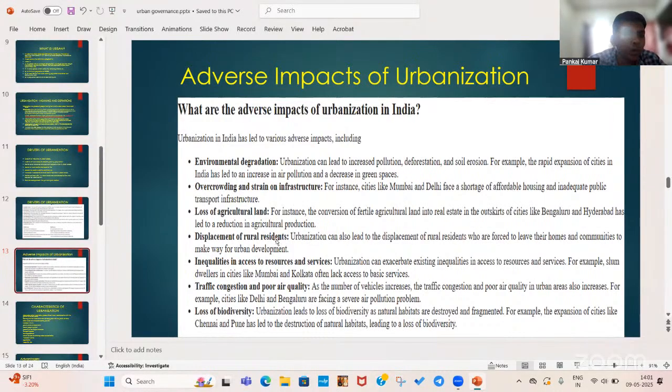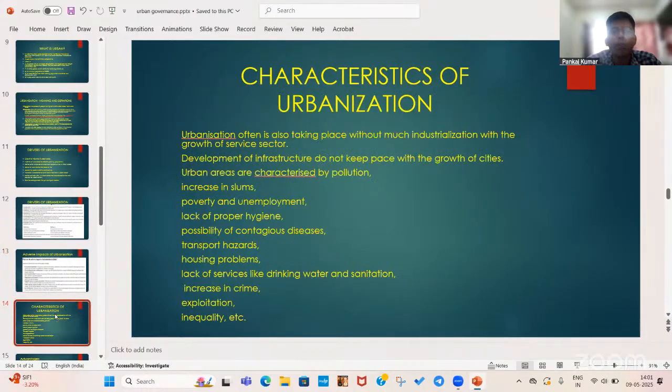Then, let us go into some adverse impacts of urbanization. What are those adverse impacts that we'll quickly go into? Again, the adverse impacts of urbanization can also be studied under the disadvantages of urbanization. Before that, let us go into the characteristics of urbanization. Urbanization is often taking place without much industrialization, with the growth of the service sector. So development of infrastructure does not keep pace with the growth of cities. This is true.